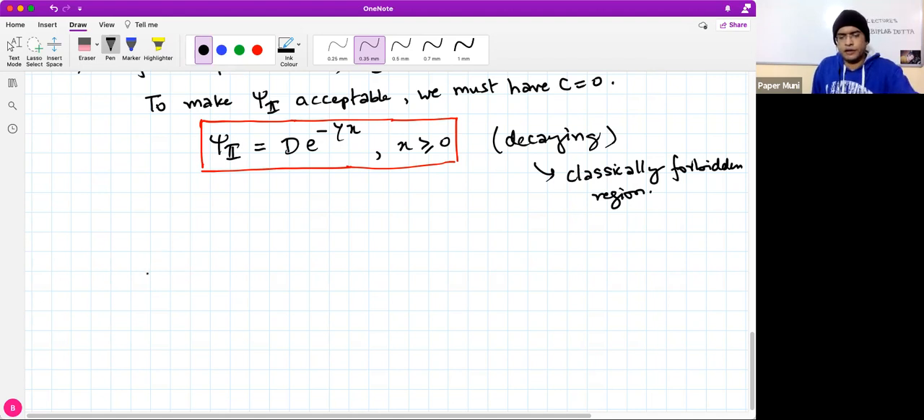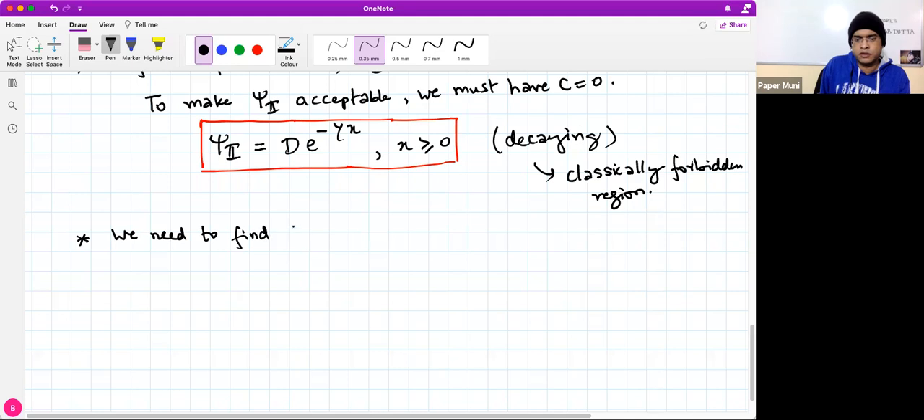So now everything comes down to one thing: we want to calculate the probability current densities, and then we'll see the reflection coefficient and the transmission coefficient. In this case, we have three coefficients to be found, A, B, D. So finally, what we need to do is find out B and D in terms of A.